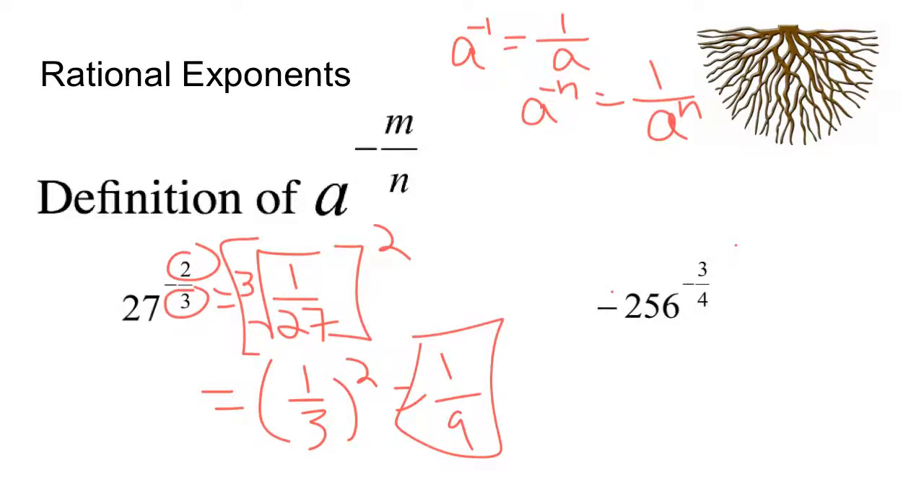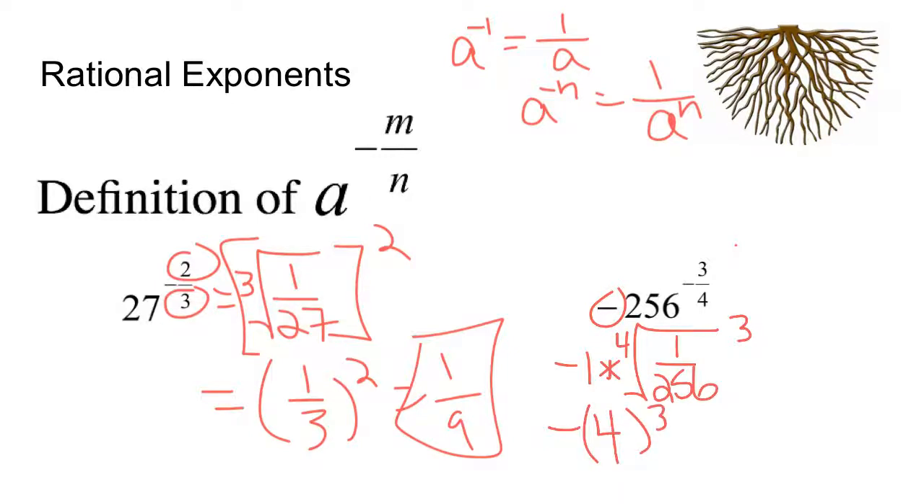Looking at this next problem, it's important to note that this minus sign is actually not part of the base here. This is -1 times, and then we're going to flip over the base, 1/256. We're going to do the 4th root, and then we're going to cube it. So the 4th root of 256 would be 4. And then we're going to cube that, and we get 64. And it's going to be negative because that minus sign was not part of any of this action here. It was way out front of the whole thing. So that's why our answer ends up being negative.